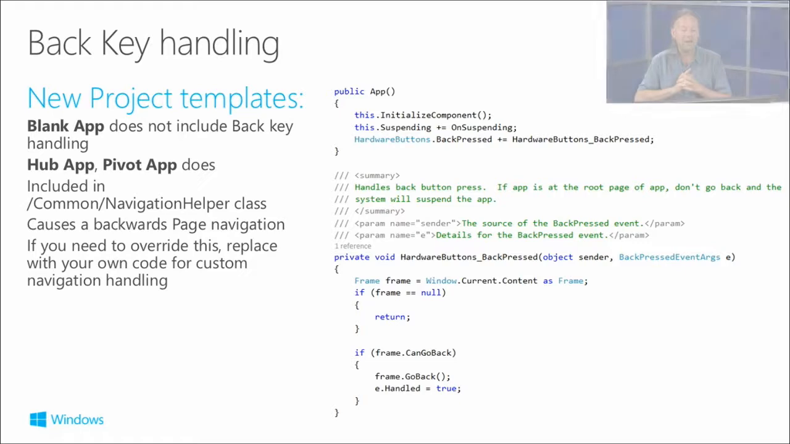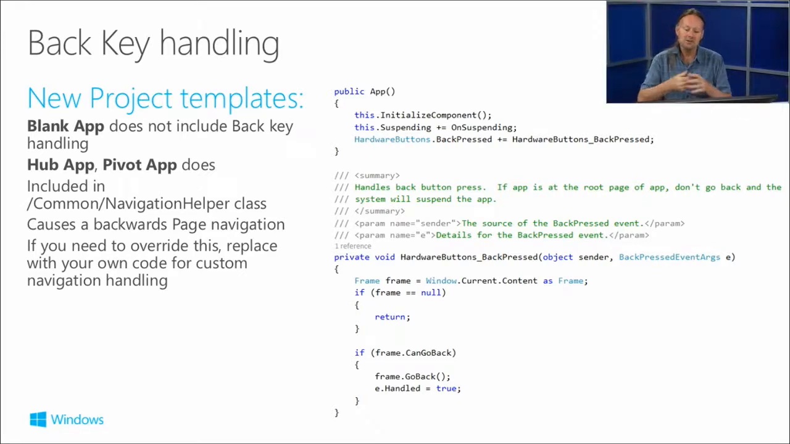The kind of code you add to a blank app is like shown on the slide there, where you need to hook the back pressed event of your hardware buttons object. And in the event handler, you use code like that. Frame is, you get the Window.Current.Content, get the frame. If it can go back, you call frame.GoBack. And then most importantly, you have to say e.Handled equals true.